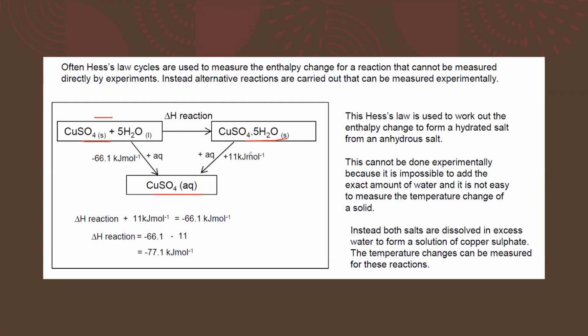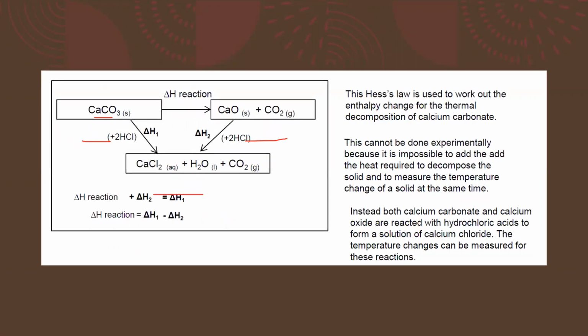Same thing, if we want to find the enthalpy change of decomposition, or the energy required for decomposition, calcium carbonate can decompose into calcium oxide plus carbon dioxide. Now, if this calcium carbonate reacts with hydrochloric acid, it gives calcium chloride, water and carbon dioxide. Or if this calcium oxide reacts with hydrochloric acid, it gives calcium chloride and water, but because the carbon dioxide was already there, it will remain as it is.